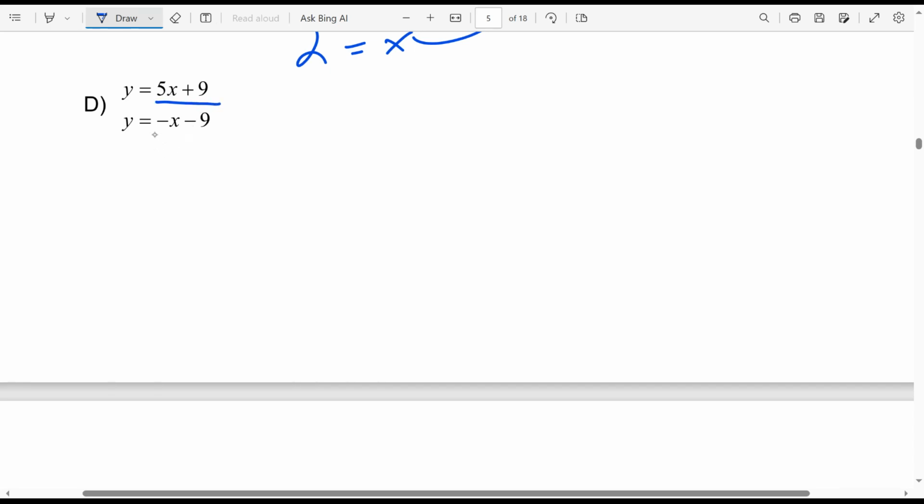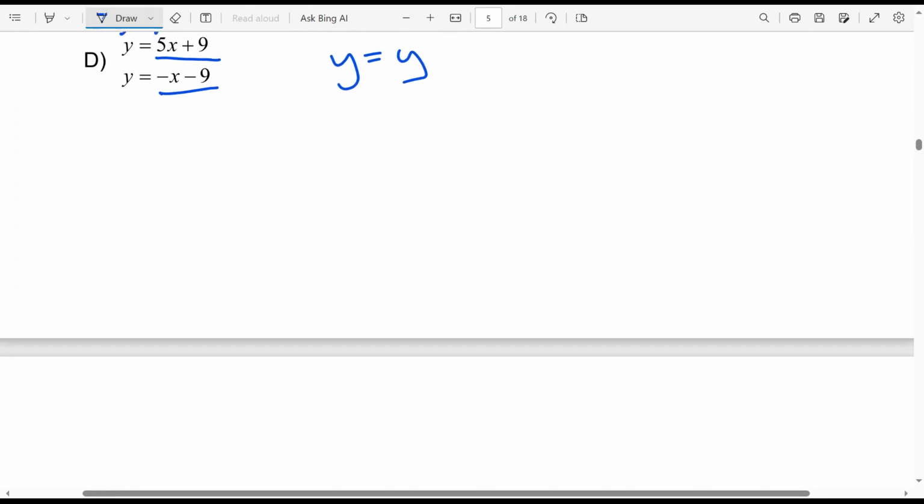So I have this equation. It's nice. It's in y equals mx plus b format, so I'm happy. And so is the guy beneath it. Because of that, and because I know they run into each other, because the slopes aren't parallel, at some point they will run into each other, I know that they share a y value. They have to, because they run into each other at the same point. So because they share y's, it's going to be 5x plus 9 is equal to negative x minus 9.